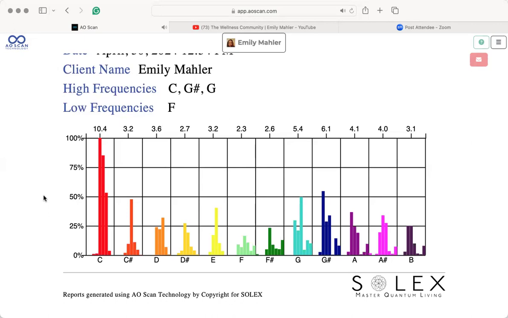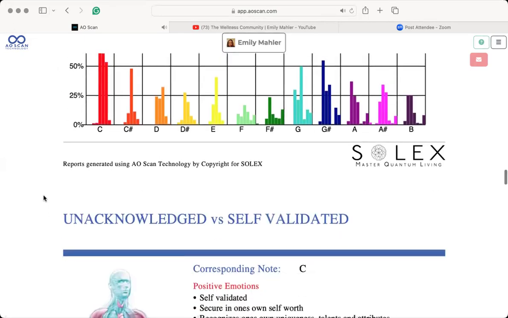I have seen them as high as in the 30s, and I have seen them as low as 0, because that's where it can be. But if things are really high, in the 20s, things like that, to me, those are the frequencies that are really needing some extra attention. And also if they're at a 0, that indicates more of a suppressed emotion.